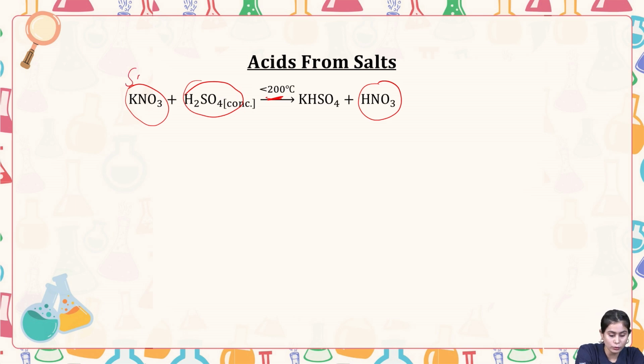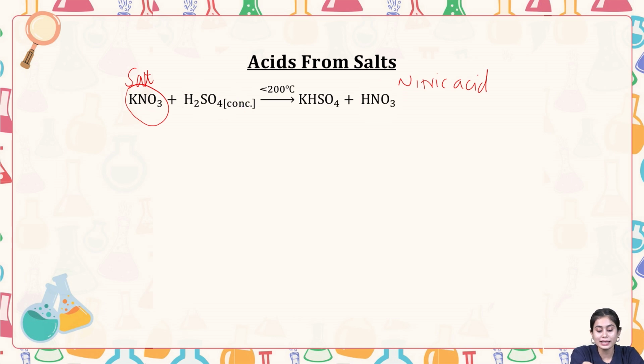So from the potassium salt of nitrate, KNO3, potassium nitrate, you are getting nitric acid. KNO3 plus H2SO4 gives what? KHSO4, and our main product is the acid HNO3.